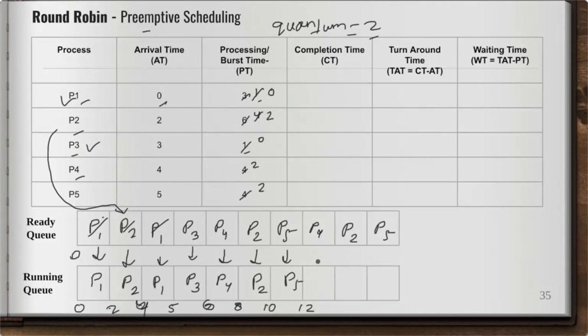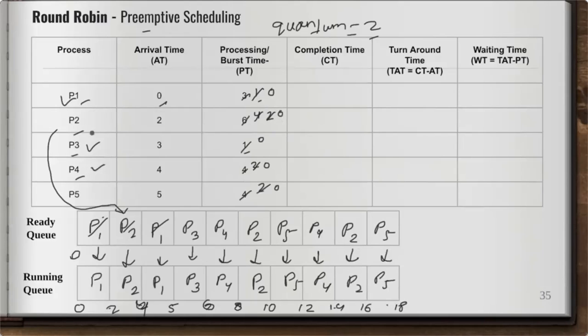Okay. Then P4 comes into the running queue. How long will we run it for? 2 units remaining. So now this becomes 0. This becomes 14. Then we'll bring P2 in. How much remaining? 2. We'll run for 2 units. P2, this becomes 16. And then finally, P5 comes in. How much remaining? 2 units. So now it's all done. So that becomes 18. Okay.